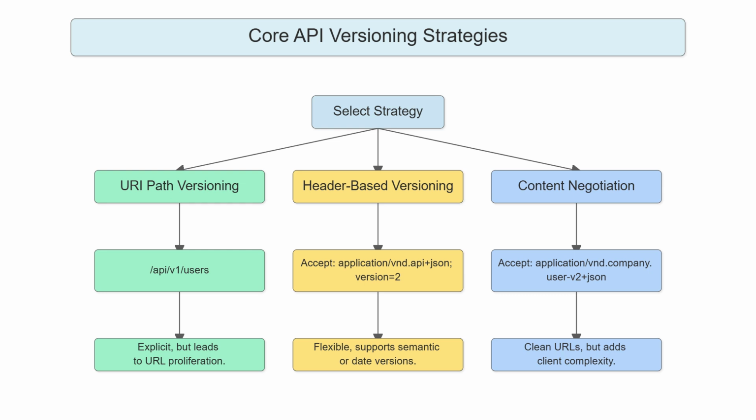Finally, there's content negotiation. This REST purist approach embeds version information directly into media types, like application/vnd.company.user.v2+json. Twitter's API v2 uses this to maintain clean URLs. The non-obvious complexity here is that it requires more sophisticated client libraries to parse and understand these media types, adding cognitive overhead for API consumers. Each strategy has its place depending on your system's needs and your audience's capabilities.